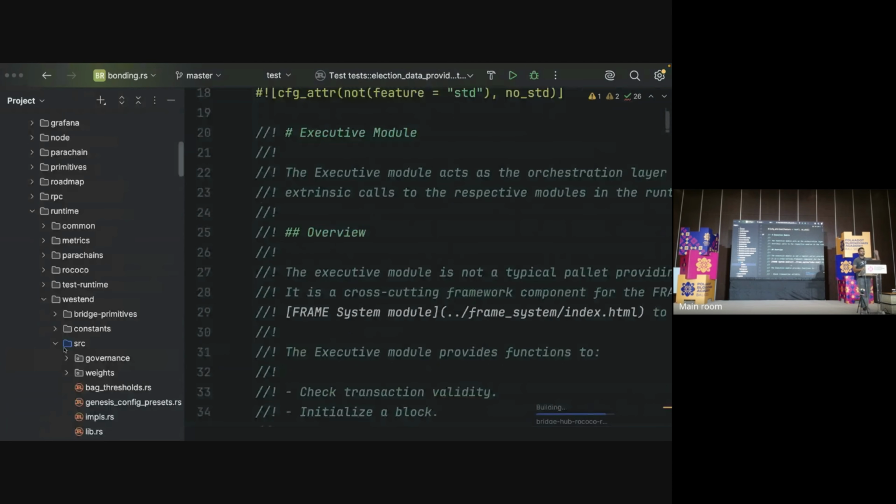Yes, question. Off-chain worker? Well, if you can go back to the code where there is code for off-chain worker, if you can elaborate a bit about it. Off-chain worker. It was in the runtime, right?